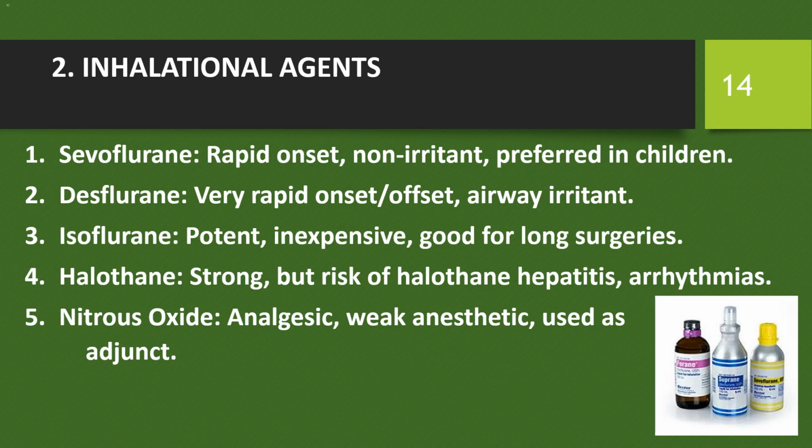3. Isoflurane. A potent and inexpensive agent, isoflurane is suitable for long surgeries. 4. Halothane. Although potent, halothane carries risks of hepatitis and arrhythmias, limiting its use. 5. Nitrous oxide provides analgesia and is used as an adjunct to other anesthetics. It is a weak anesthetic agent.